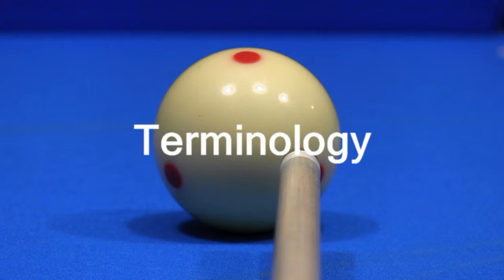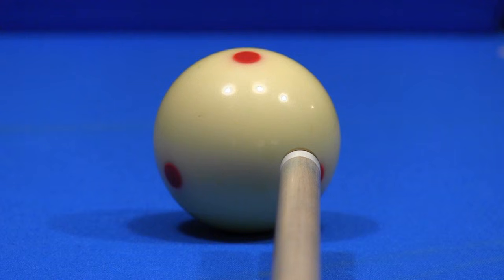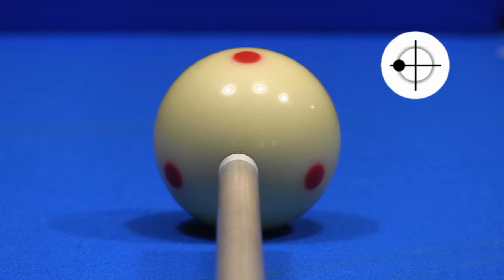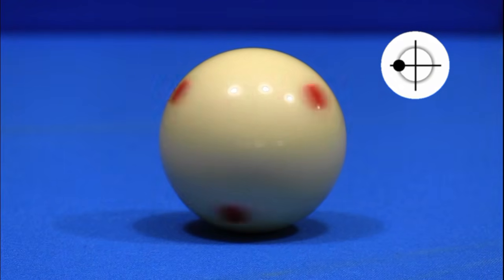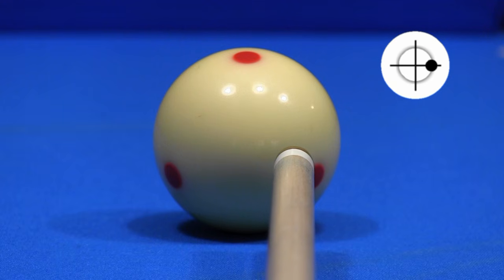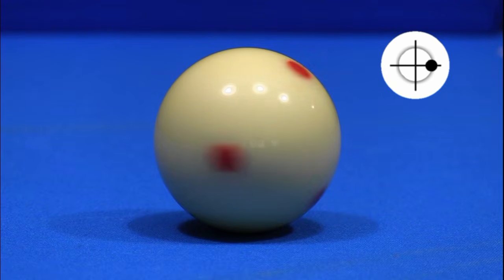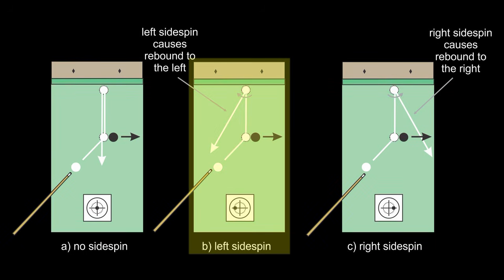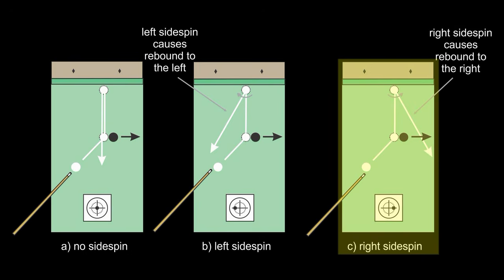Let's start with some basics. Sidespin, also known as English, refers to hitting the cue ball to the left of center to impart clockwise spin, or to the right of center to impart counterclockwise spin. Left spin makes the cue ball rebound off the cushion to the left, and right spin makes the cue ball rebound to the right.